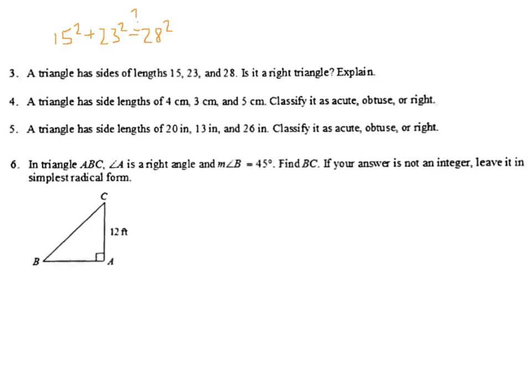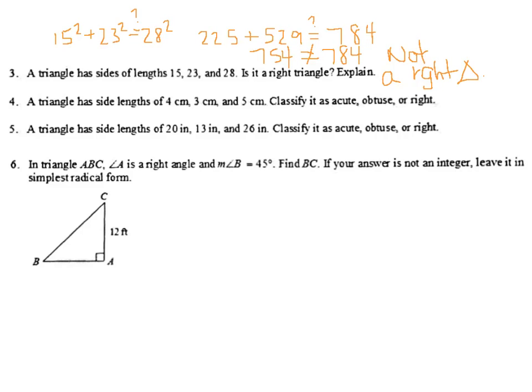So 15 squared is 225. 23 squared is 529. I want to know, does that equal 28 squared, which is 784? So I'm going to take 529 plus 225, and that gives me 754, which is not equal to 784. So I know that this is not a right triangle.